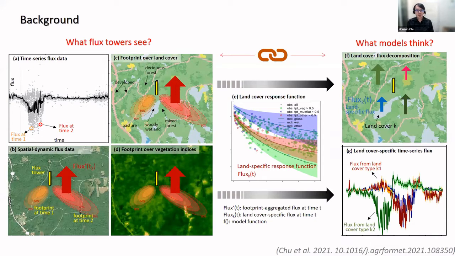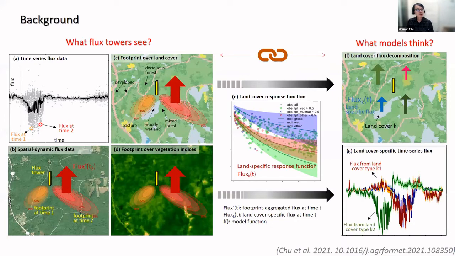But there are also some challenges, right? Look at the left-hand side. We know about the temporal dynamics of the flux data for sure, but often we pretend we don't know that there's a spatial component to this data set. There is a spatial aspect, depending on the ecosystem we're working with, and at some sites there is heterogeneity within the footprint. So it might become a challenge for interpreting your flux data, but it could also be an opportunity, right?